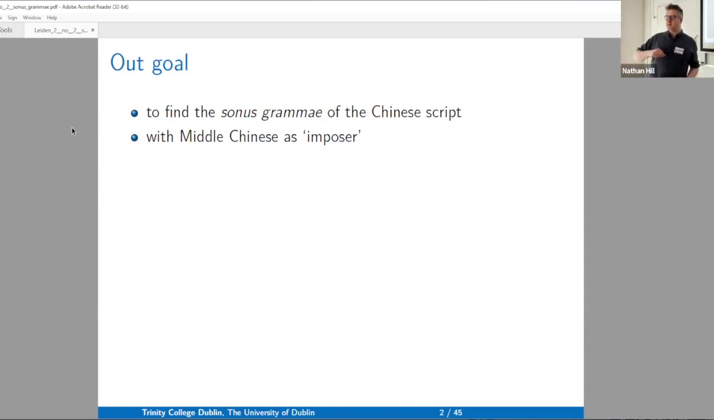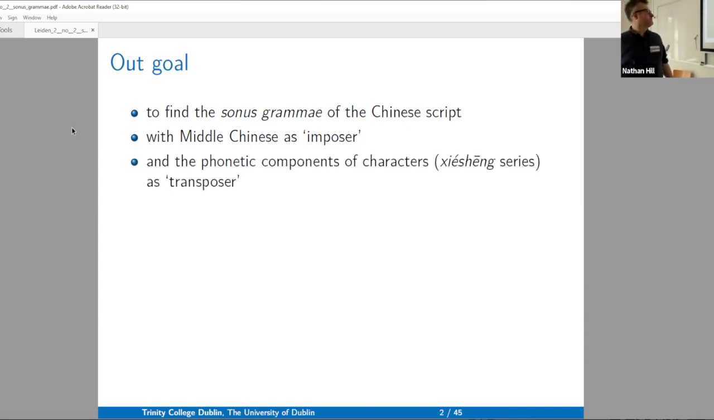And I circulated beforehand this short essay of mine where I basically explained my system of writing Middle Chinese, which is, everyone has to have their own system in Chinese historical phonology. But it's designed to be sort of indological in its conventions, like using an N with a dot over it for the velar nasal, and then hopefully kind of pedagogically easy. So anyhow, I'm going to use that. And then the structure of the Chinese characters themselves are the transposer.